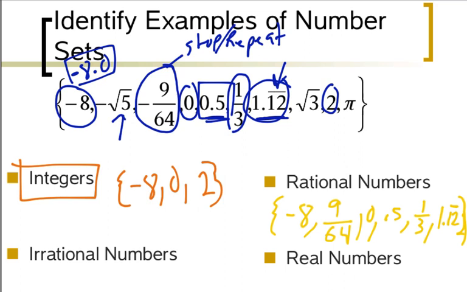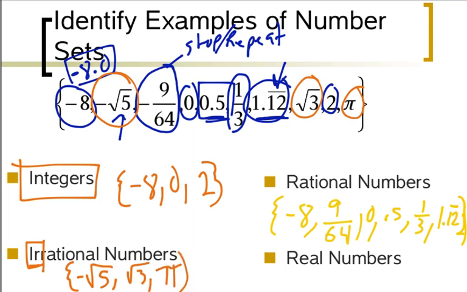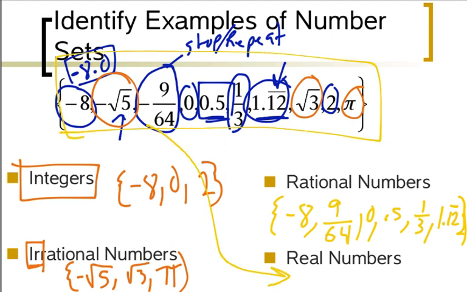Then the irrational numbers, ir means not, so the ones that are not rational are the leftovers. So negative square root of 5, square root of 3, and pi. So down here I'd say negative square root of 5, square root of 3, and pi. And finally, the real numbers. If I was to write the real numbers, basically I'd write this whole set again down here because they are all real.